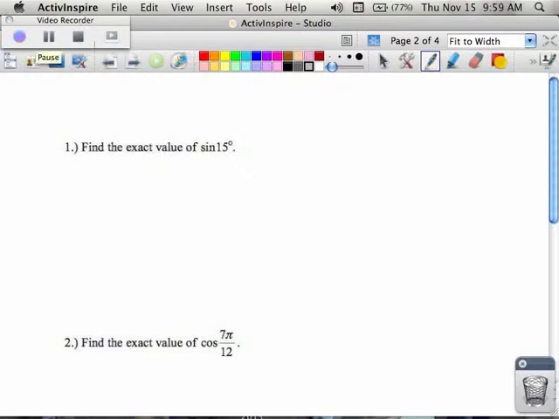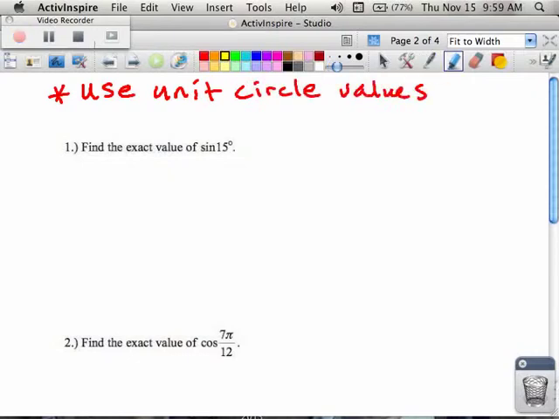The deal is, if you don't know what's going on, what you want to do is try and rename 15 degrees so that you can use the unit circle. That's kind of the whole point. So the big key today is we want to use unit circle values. And since we notice that this 15 degrees is not on the unit circle, I'm going to change it. This is what I mean.